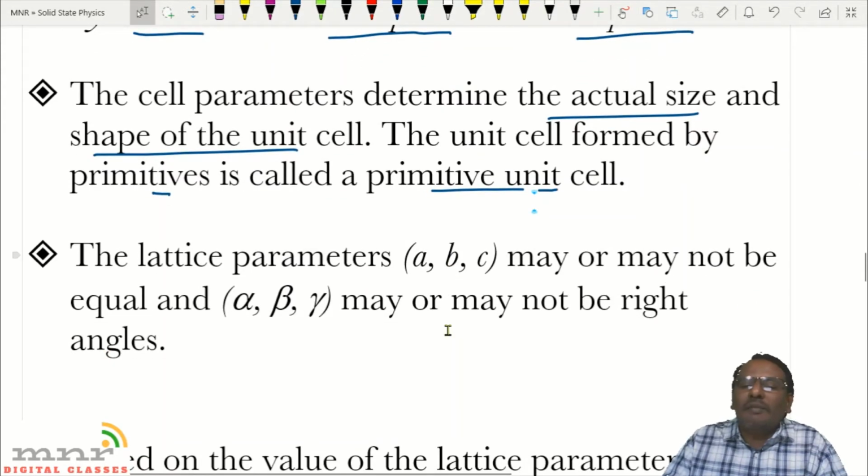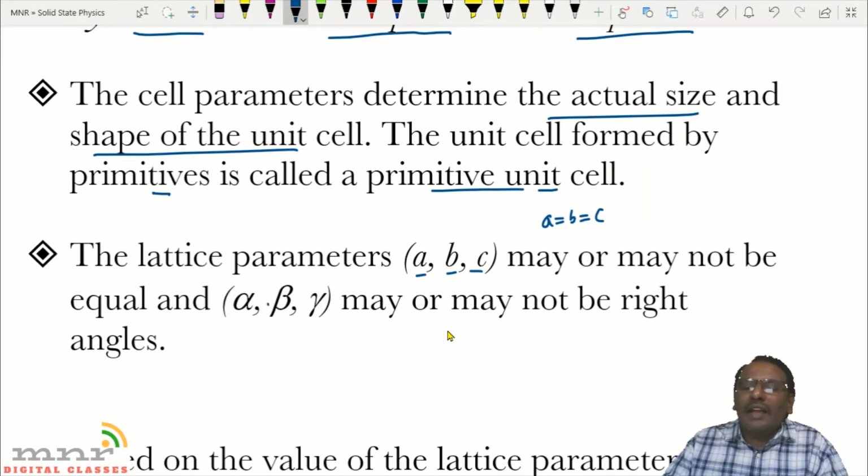One important point regarding the lattice parameters is that the lattice parameters a, b, c may be equal or may not be equal. a equal to b equal to c may not always be true. Only in the case of a cubic crystal are these three parameters equal.